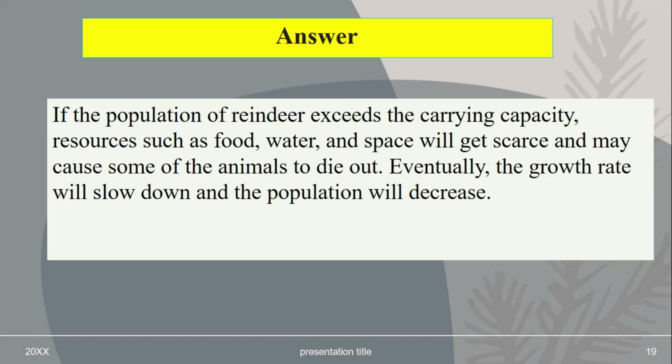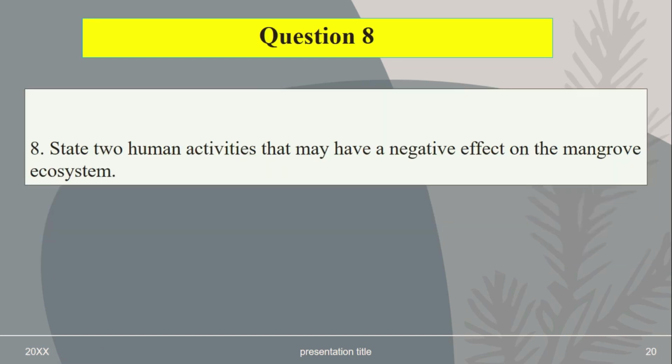All right, so let me read what the answer was. It says, if the population of reindeer exceeds carrying capacity, resources such as food, water, and space will get scarce and may cause some of the animals to die out. Eventually, the growth rate will slow down and population will decrease. So it will go up, but it will come back down. That's what it is saying.